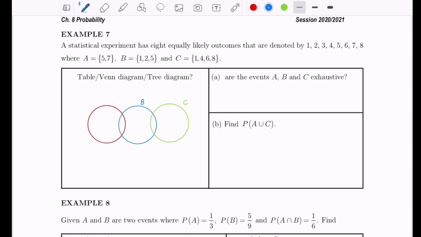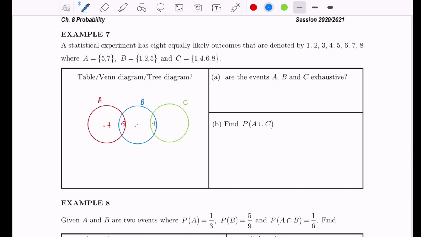So this is event B, this is event A. In event A there's number 7, but we're going to put number 5 in the intersection between A and B, because in B we also have number 5. For B we have number 1. We're going to put 1 inside the intersection between B and C, since C also has number 1.